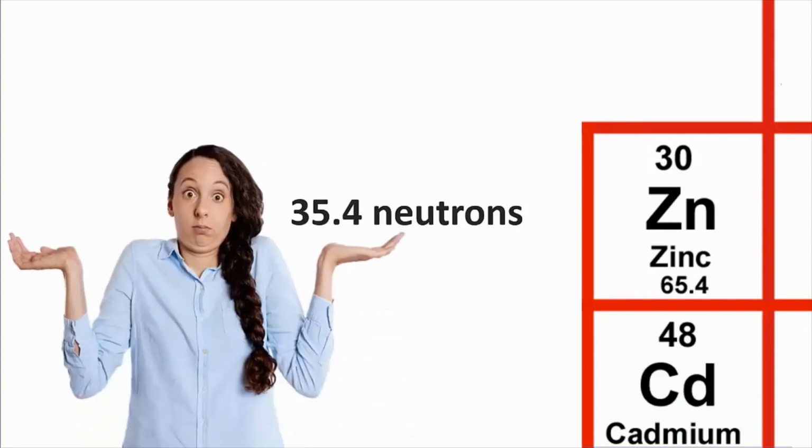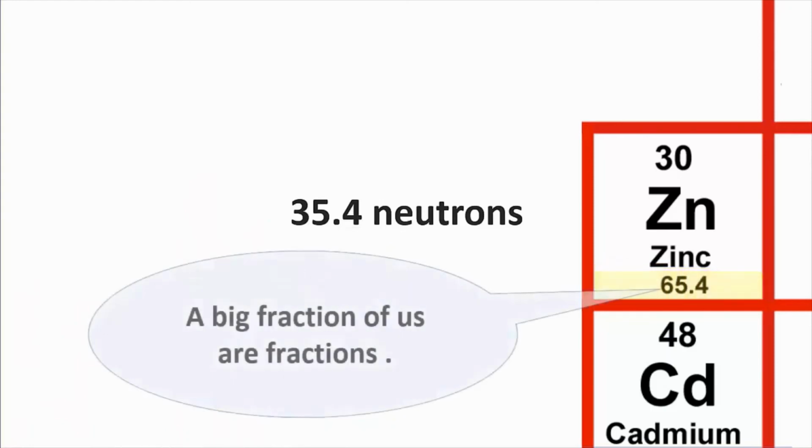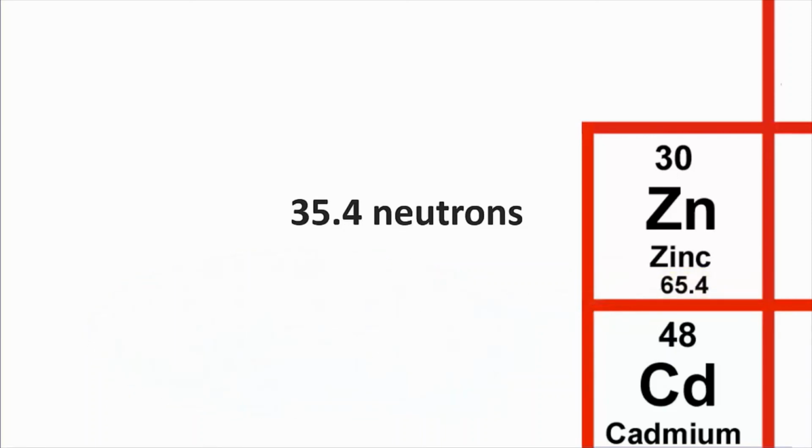That doesn't make sense. How can there be 0.4 of a neutron? To make matters worse, most relative atomic masses are fractions like this. The next video gives us a surprising answer to solve this puzzle.